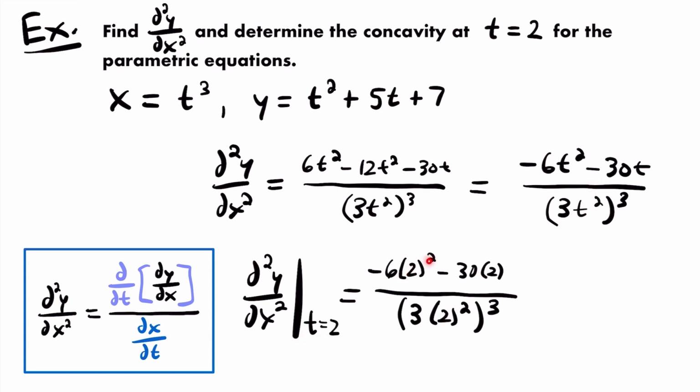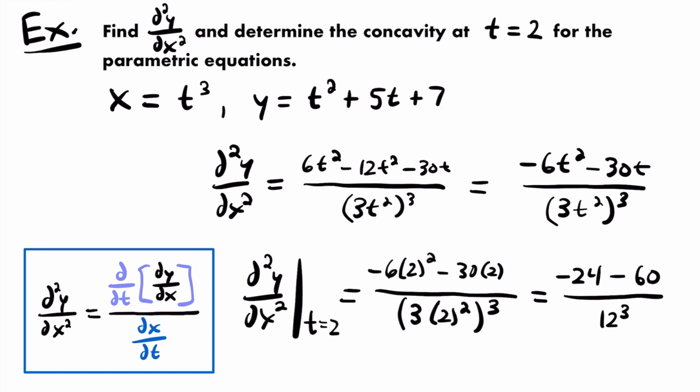All right, now 2 squared is 4, and 4 times negative 6 is negative 24. So this is equal to negative 24, and then we will subtract 30 times 2, which is 60. So we'll have 60, and then we'll divide by 3 times 2 squared. 2 squared is 4, so 4 times 3 is 12. So we have 12 cubed in the denominator. All right, and then negative 24 minus 60, that will be negative 84.